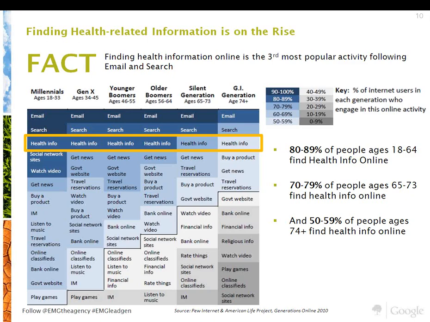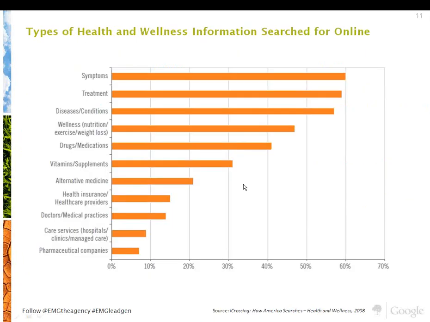We see from this graph that searching for online health information was once primarily the domain of older adults. It's now the third most popular online activity for all internet users 18 and over, and that's 80 to 89% across four generational age groups if you're looking at this graph. Even if we look at the 74 plus older demographic, 50 to 59% of people in this age group are also finding health information online.